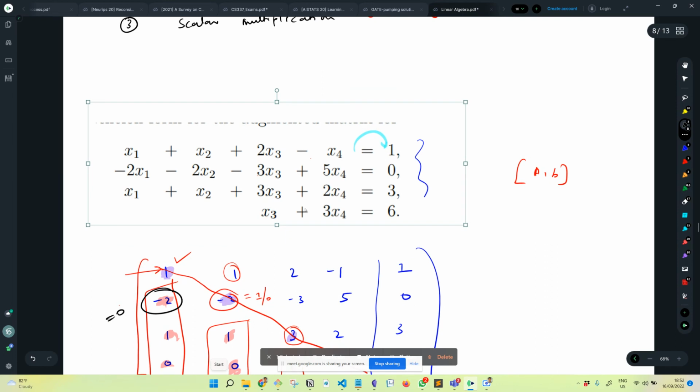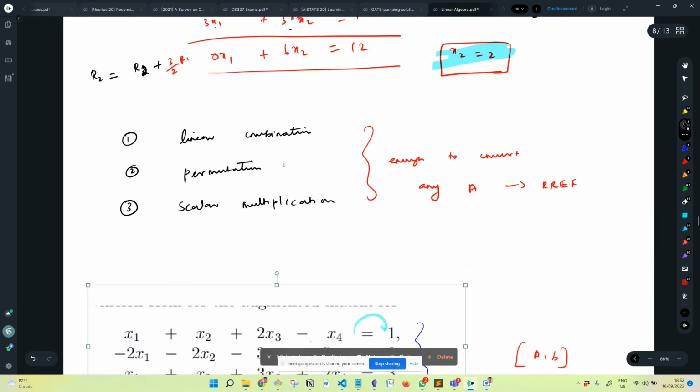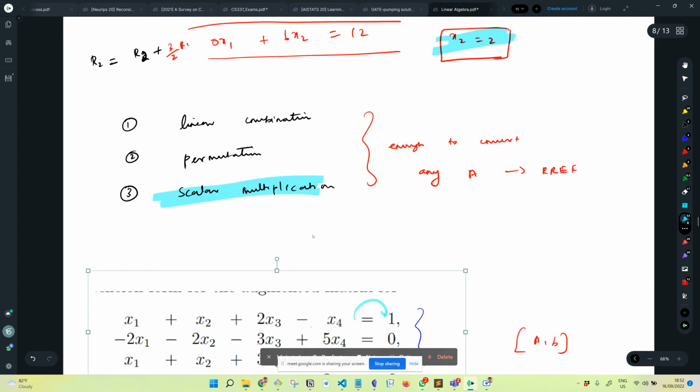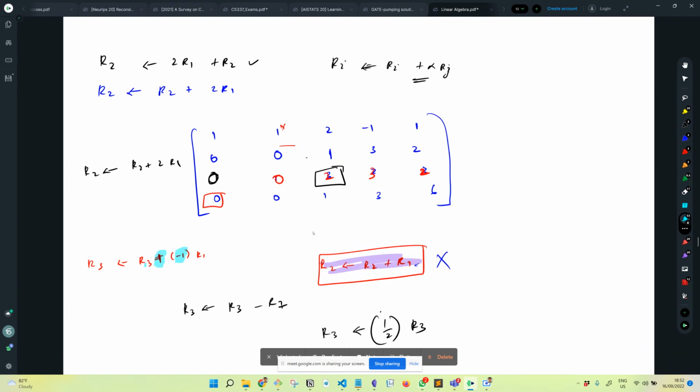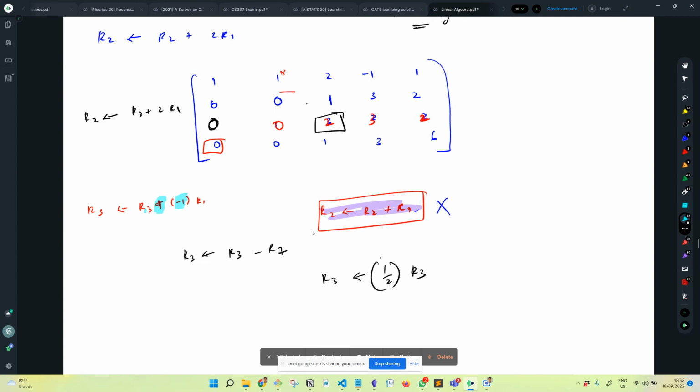So these are the three operations that we saw, right? One is linear combination, second is permutation, third is scalar multiplication. I can do scalar multiplication, right? Anytime you find an entry that you want to make 1, you can blindly follow this rule. If that entry is not 0, you can always make it into a 1 by multiplying that entire row with the reciprocal of that entry, right? Now let me follow that blind rule and make R3 equals R3 by 2.